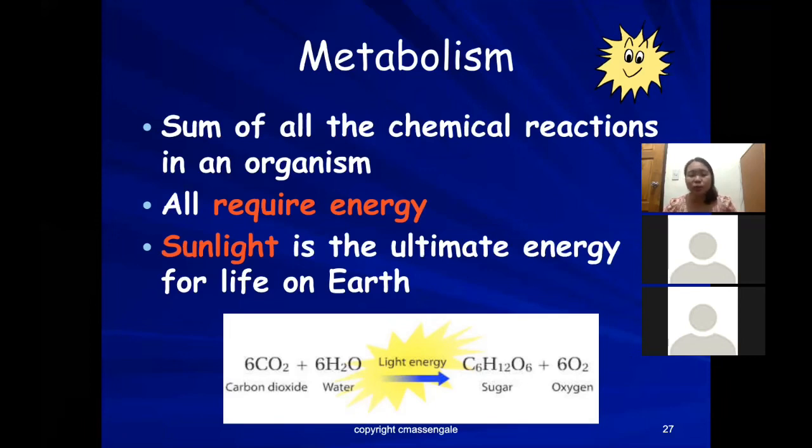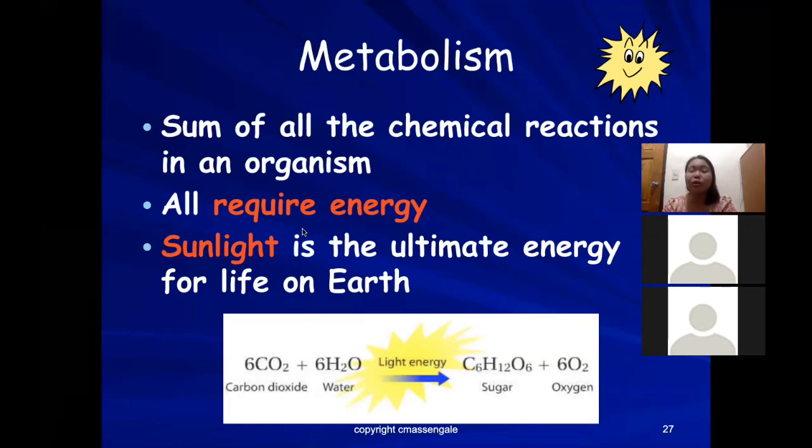So what do we mean by metabolism? It's all the chemical reactions in organisms. Inside our body, we require energy for metabolism. We have different organs, for humans for example, like reproductive organs and digestive organs. In digestion itself, metabolism occurs. But for plants, sunlight is the ultimate energy for life on Earth.